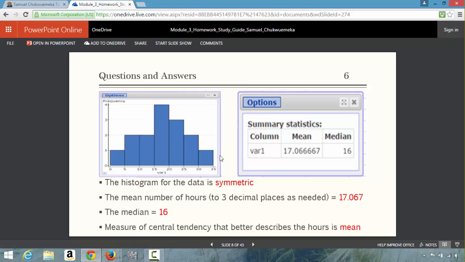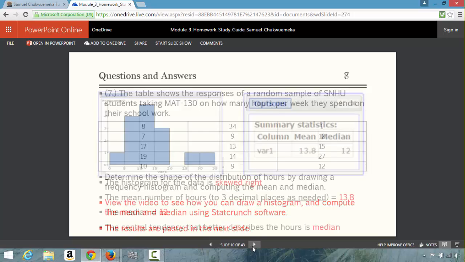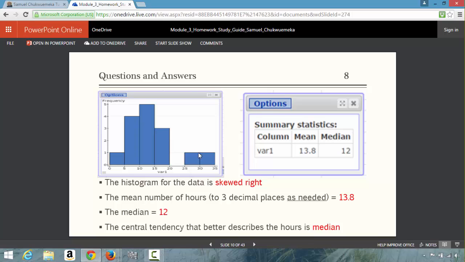And this histogram is symmetric. The mean is approximately equal to the median, approximately 17 and 16. And because it's symmetric, the measure of center that best describes the hours is the mean. This one is another one. If you do that, you see that the tail end is to the right, so it is skewed right. So the median is the best measure of center to describe it.